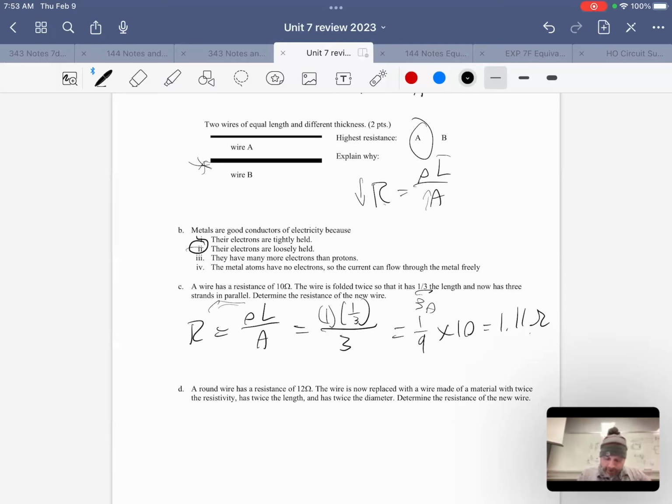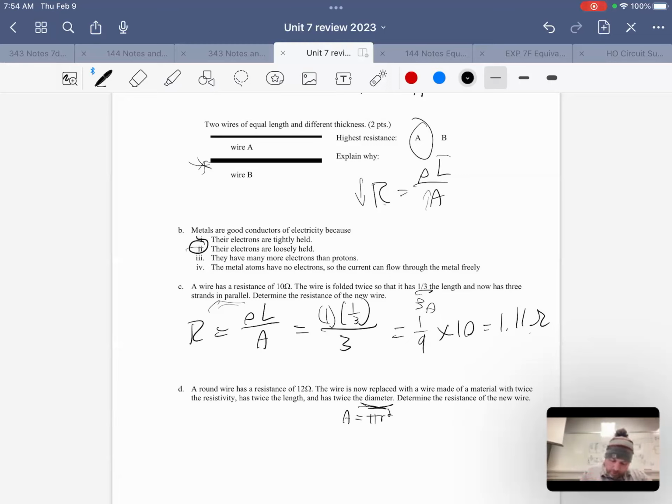All right. So a round wire has a resistance of 12 ohms. Now this one's a little weird. It's talking about diameter here. Diameter comes into the equation for area. This is a little bit tricky. So area is pi r squared. Now, doubling the diameter does the same thing as doubling the radius. So that's just going to put a 2 in there.